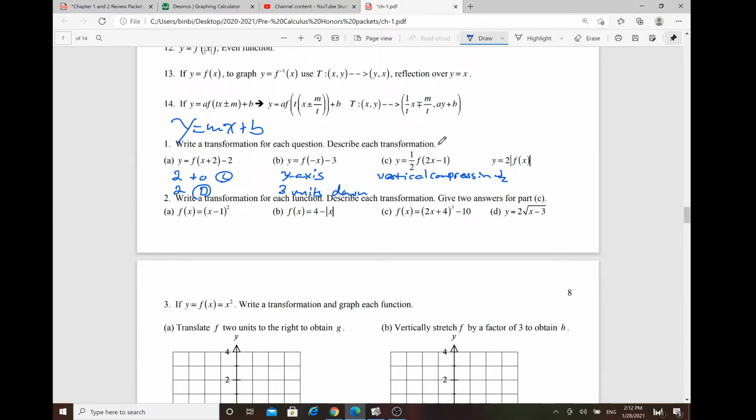And then the 2 right here, you want to take out that 2 as well, because that 2 is a scalar. So we get x minus 1/2. So vertical compressed by the factor of 1/2. And also this one is considered a horizontal compression by the factor of 2, and then 1/2 unit to the right. And then the last part right here is a vertical stretch by the factor of 2.